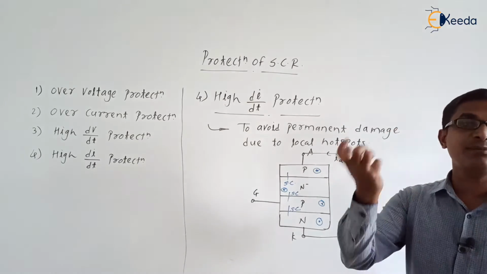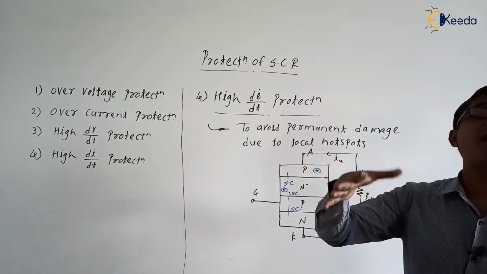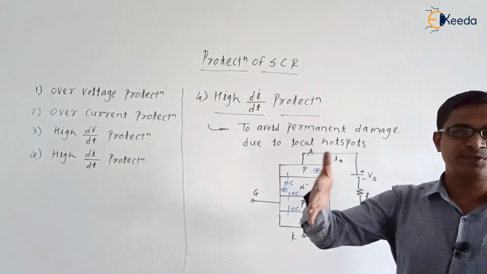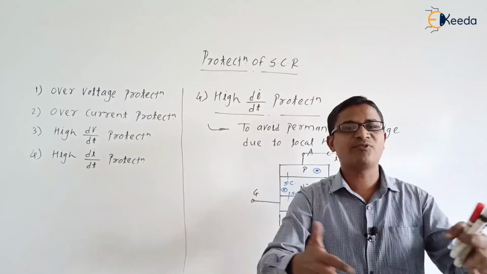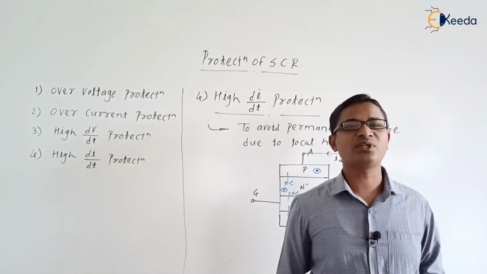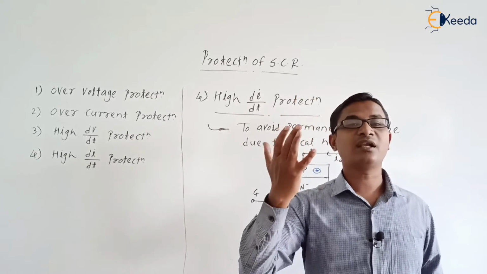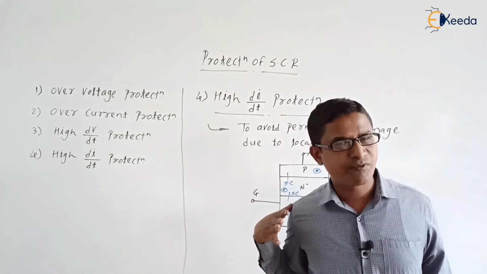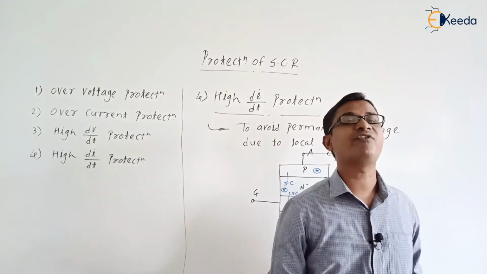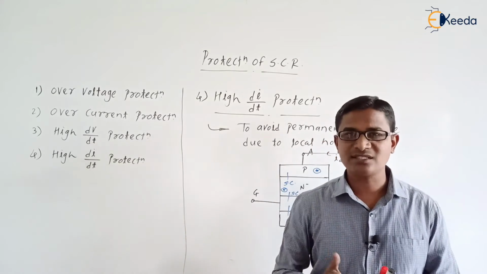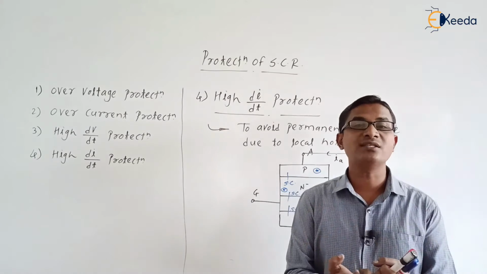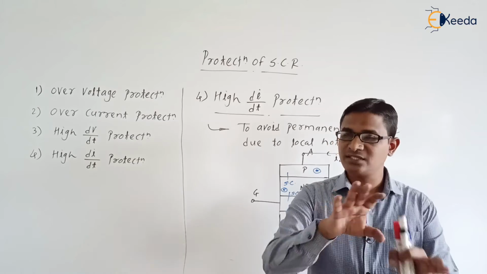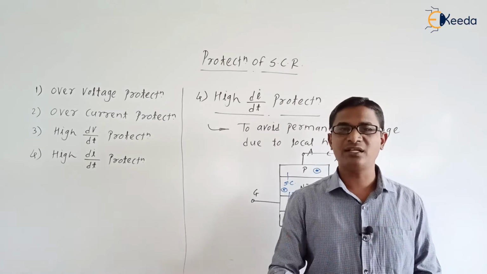Please try to understand the meaning of current and what is the high di by dt. Try to imagine it. Current is nothing but the rate of flow of charges. Means I am having the SCR. It consists of the 4 layers. And if the current flowing through the SCR is increasing suddenly, current is increasing means what? Rate of flow of charges is increasing. Means charges are moving very fast. And when the charges are moving fast, whether it will cause an increase in the heat, an increase in the temperature? Definitely.